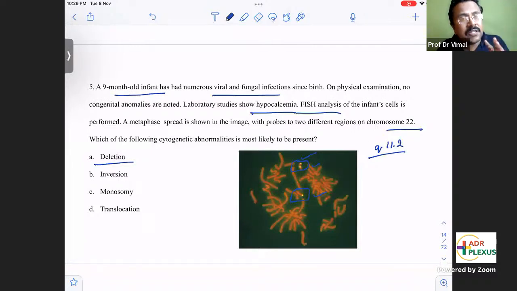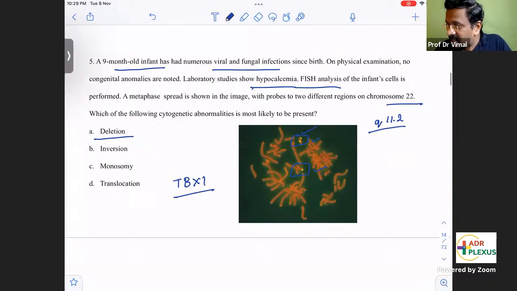What other important MCQs can be asked? DiGeorge syndrome, or the other end of the spectrum, is velocardiofacial syndrome. It is a continuous spectrum. In DiGeorge syndrome, immune abnormalities are more prominent. If there are coarse facial features and cardiac abnormalities, then you call it velocardiofacial syndrome. Also please remember the TBX1 gene when discussing DiGeorge syndrome and velocardiofacial syndrome.